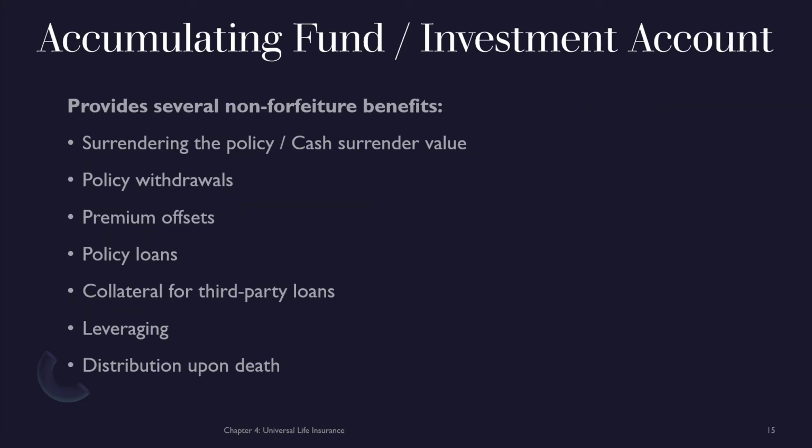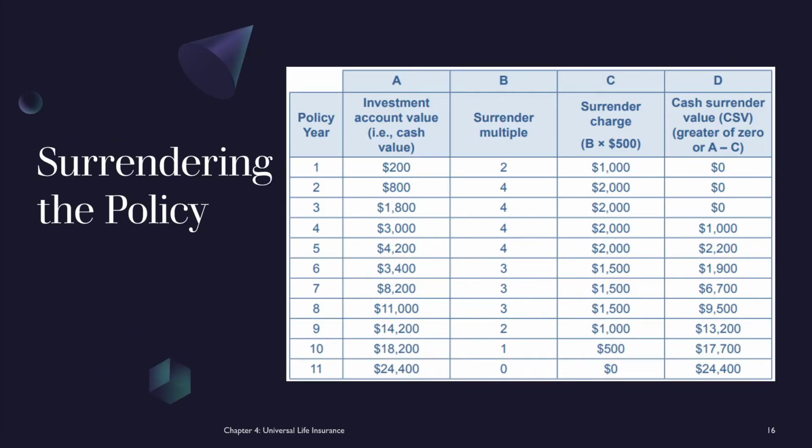So the investment account, or the accumulating fund, of a UL policy plays the same role as the accumulating fund in the whole life policy, in that it can provide the policyholder with a number of non-forfeiture benefits, including surrendering the policy and getting the cash surrender value, policy withdrawals, premium offsets, policy loans, collateral for third-party loans, leveraging, and distribution upon death.